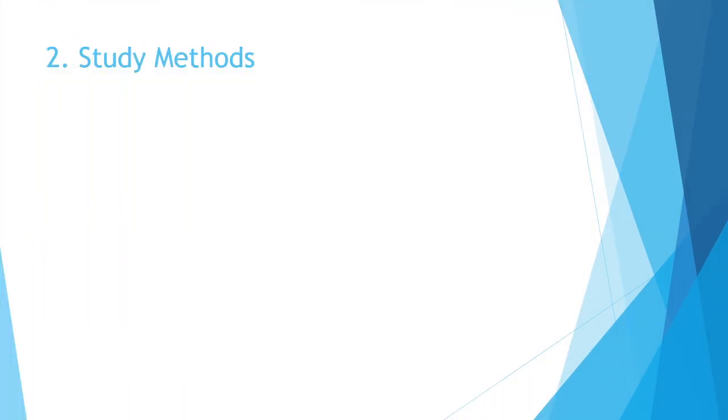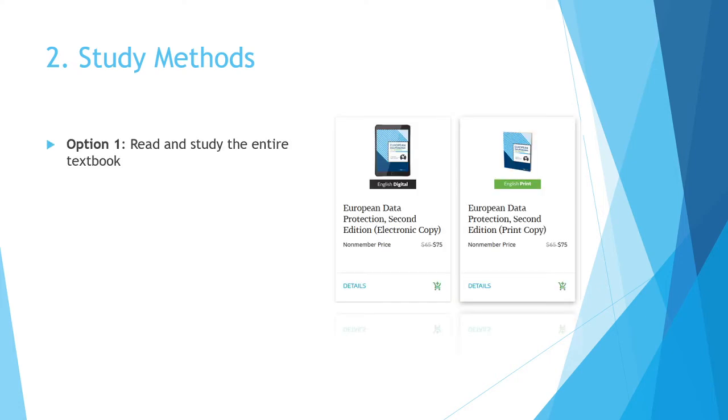Now that the structure and weighing of the exam is clear, we will discuss the ways in which you can prepare. You have roughly 2 options. Option 1. Read and study the entire textbook. The official textbook of the course is the European Data Protection Book by Eduardo Ustaran, 2nd edition. It has around 360 pages and can be ordered in the IAPP webshop. You can order a printed version or a digital version. Make notes on the book or, even better, summarize the book. This is guaranteed to work, but it does cost you a lot of time.